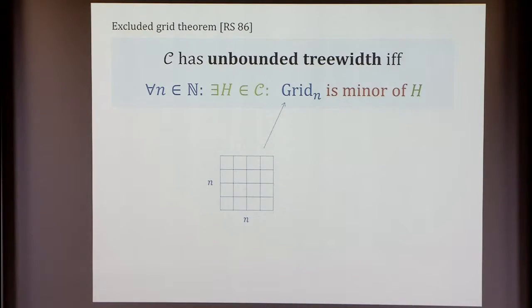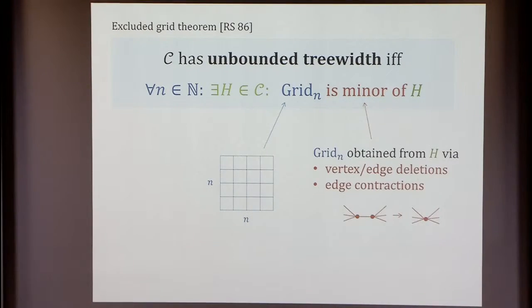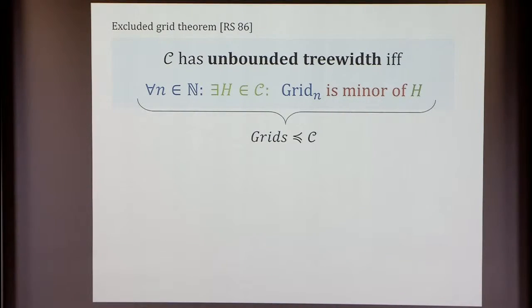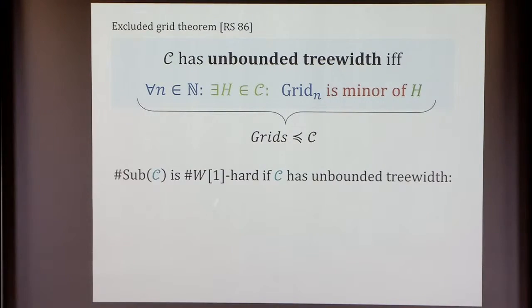So the grid is just this square grid here, and being a minor just means that you can get the grid from H by doing vertex and edge deletions and edge contractions. Let's abbreviate this bulky statement by grids are minor contained in C. And then we just claim that this uncolored subgraph counting problem is sharp W1 hard whenever C has unbounded tree width. And to do that, we show that the colorful subgraph problem on grids is sharp W1 hard. This is not too hard. You can use a reduction that is actually a polynomial time reduction and preserves the parameter.